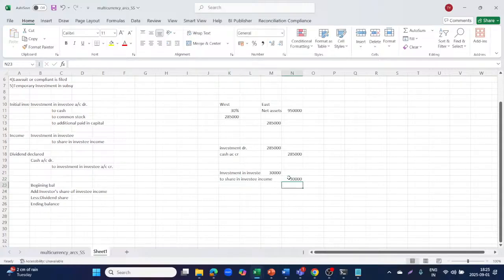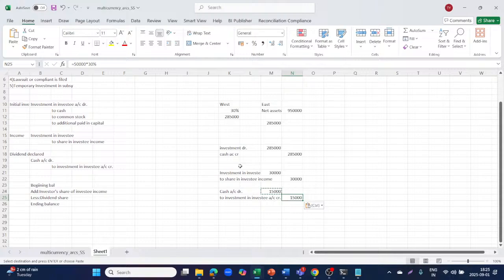Now to record the dividend declared, we will say cash account debit, 50,000 dividend was there. 50,000 into 30%, because it's the investor's share of the dividend. So this is how you'll do the entries, how you have to record it.